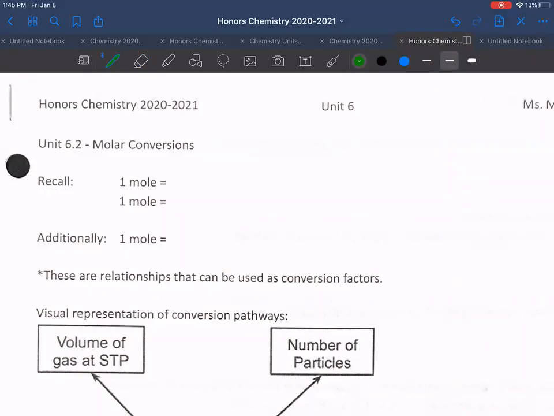Alrighty, so let's get started today with some more math. We're doing conversions now that use more than just the molar mass.